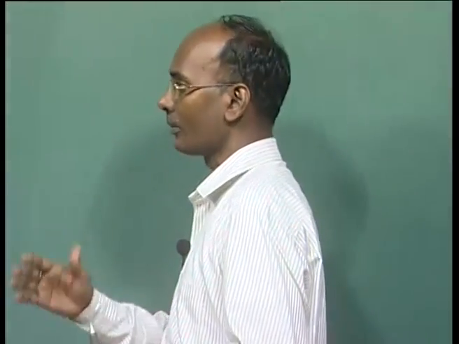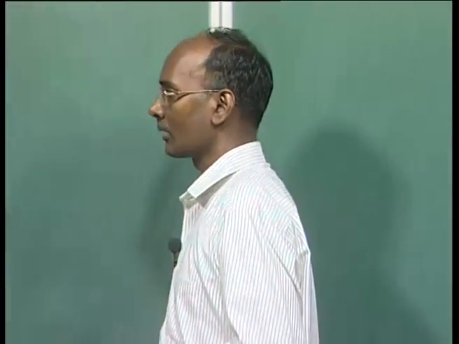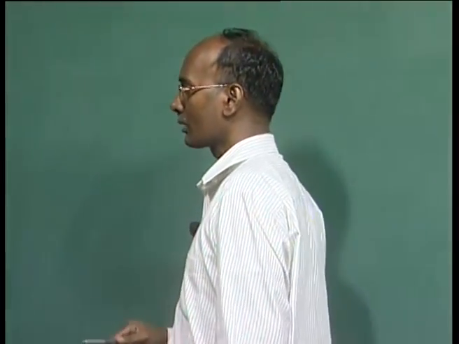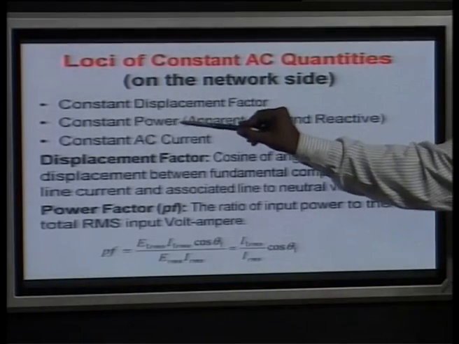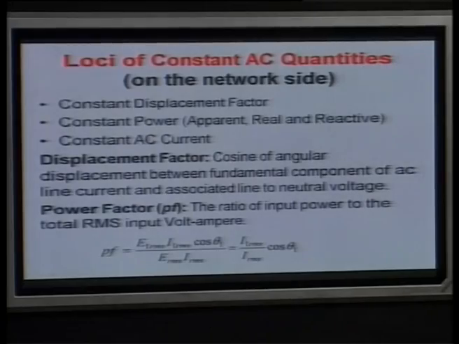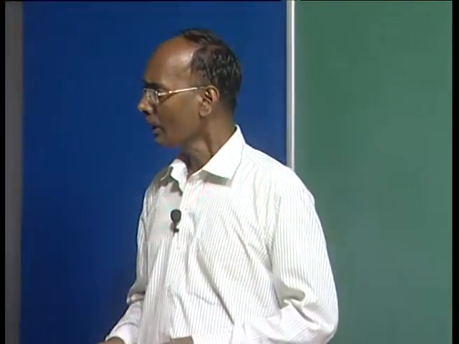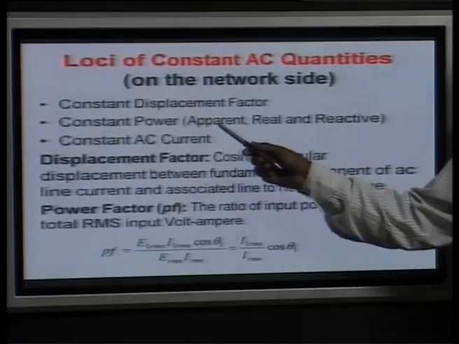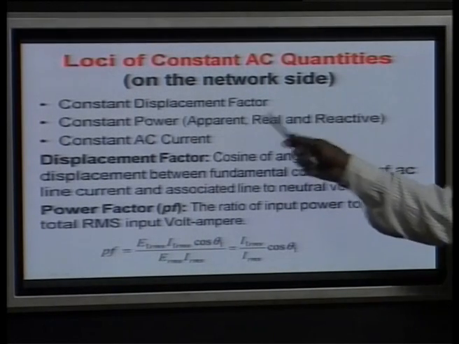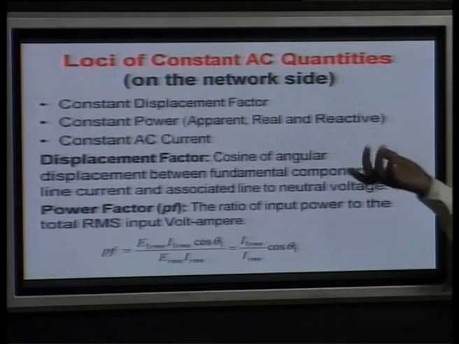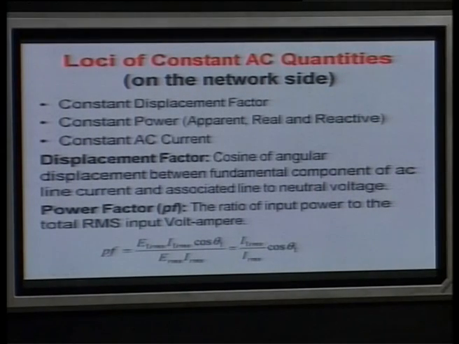AC quantities in the network side, although many are dependent on each other, we can say that there are three different ones. One is your displacement factor, another is your power, and another is your current, that is the AC side. In the power we have three different powers: apparent power, real power and reactive power. No doubt the two can give the third one. That means they are dependent, so only two are independent.